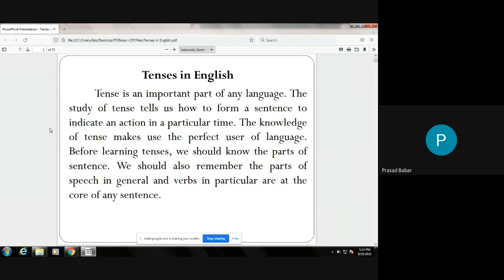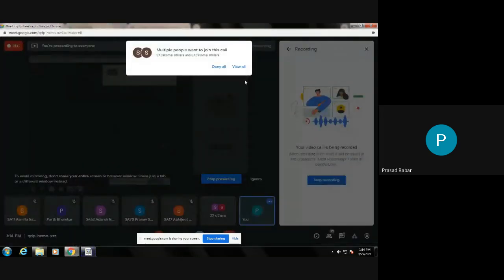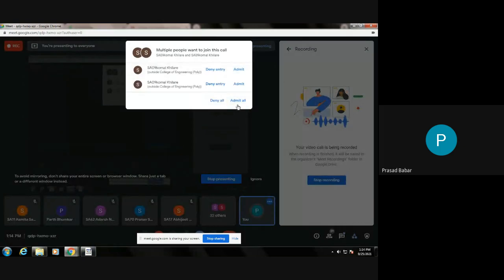And for the English language, it is very important to learn the structures. Without structures, we cannot even form the sentences. Okay, so that is why tenses is the most important topic that we should know, or that we should learn.